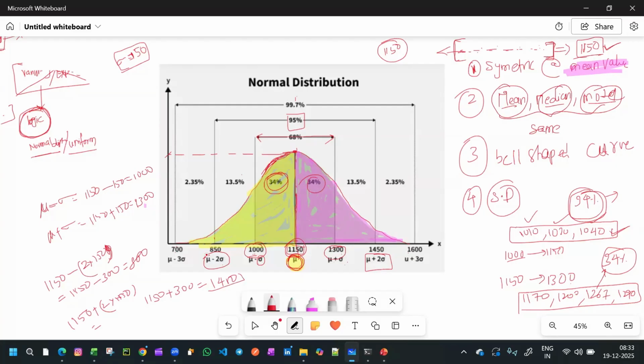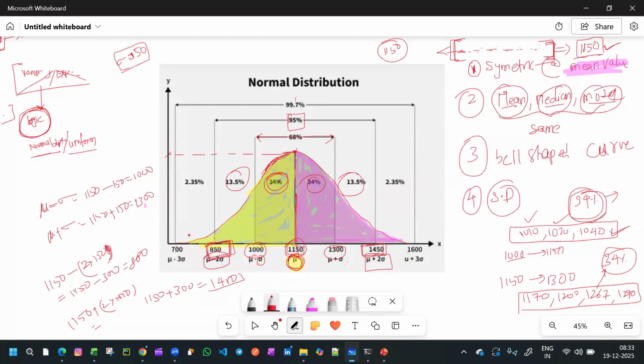So between this range, this data set has n number of elements. Out of these n elements, 95% of the elements are ranging between 850 and 1450, between these two numbers. This 13.5% is also fixed here.